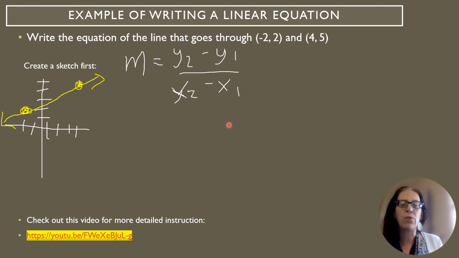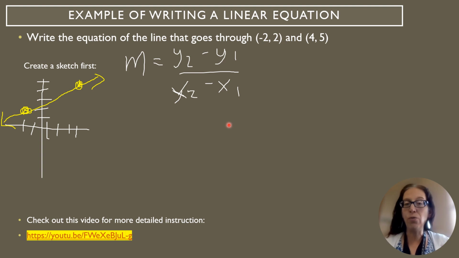So you've got like point 1 and point 2. You might have seen that formula, y1 minus y2 over x1 minus x2. That's because it doesn't matter which point is point 1 and which point is point 2, as long as you keep them separate. So once you decide this is going to be point 1, negative 2, 2, then you've got to commit to that. Okay, so we'll go ahead and plug that in.